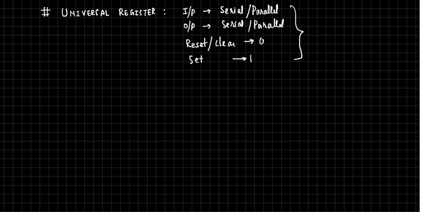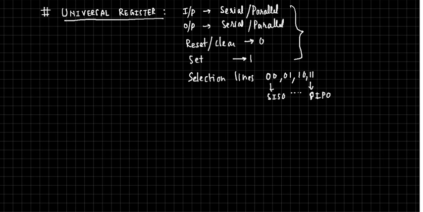And it has selection lines, or decision lines, which decide in which mode it would be operating. Let's say for these four kinds of modes, we will require at least two selection lines, right? So 00, 01, 10, and 11. Depending on this, it will be serial in, serial out, and so on. And for 11, it will be parallel in, parallel out, and so on. So if it satisfies all of them, it's called a universal register.